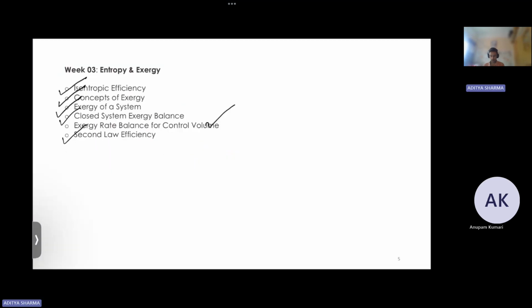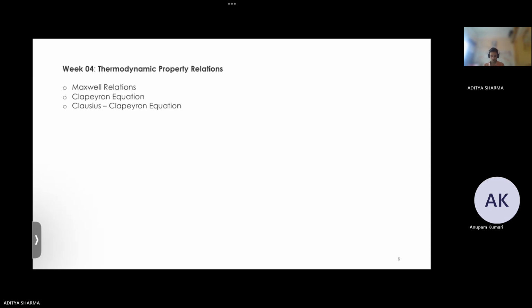So these were the first 3 weeks. Then your fourth and fifth week is on your thermodynamic property relations. So these are the relations between different thermodynamic properties of a system, and these relations prove to be very useful in our thermodynamic analysis.